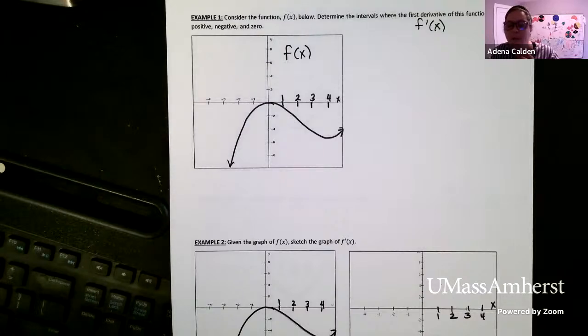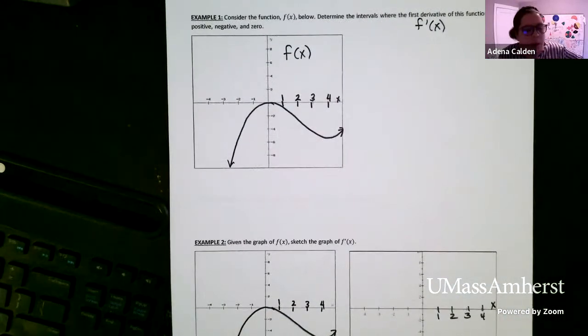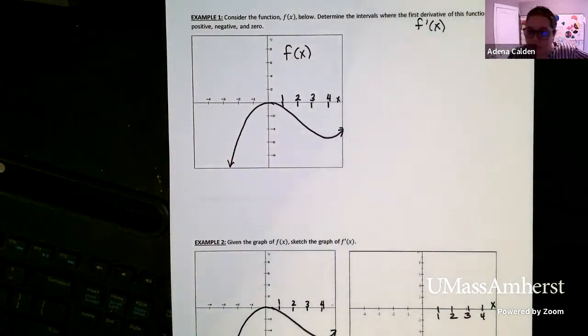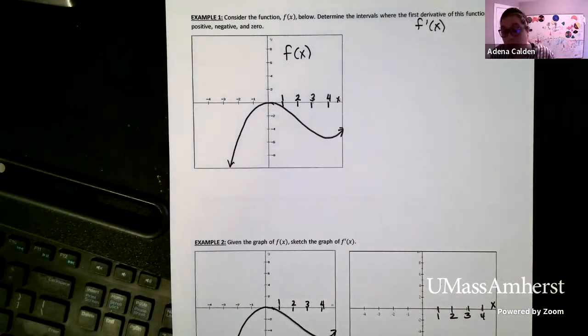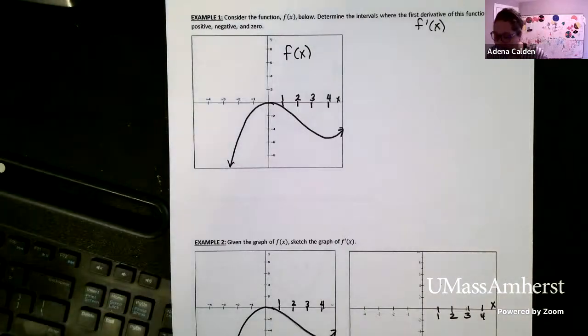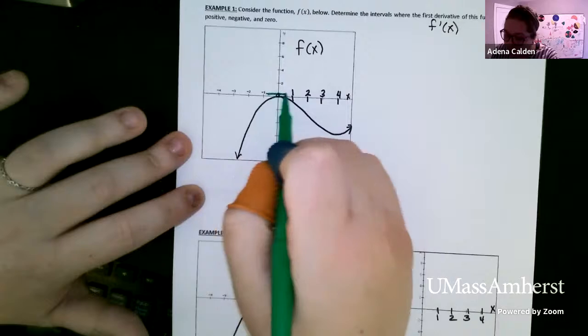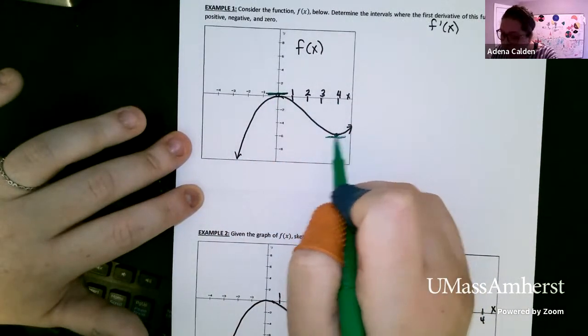So we're interested in three things, where the first derivative is positive, negative, and zero. You can do this in any order, but I find it helpful to start with the zeros because that helps me determine the intervals where I'm looking. So I'm going to do that first, but again, you don't have to. So I'm looking for places where I'm going to have a horizontal tangent line. So I'm going to have one here, and I'm also going to have one here.